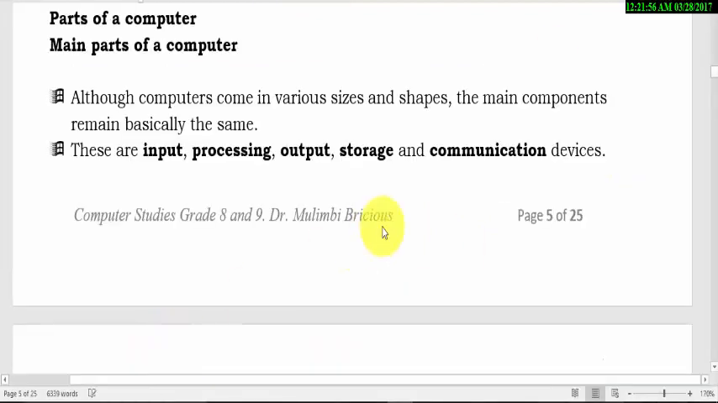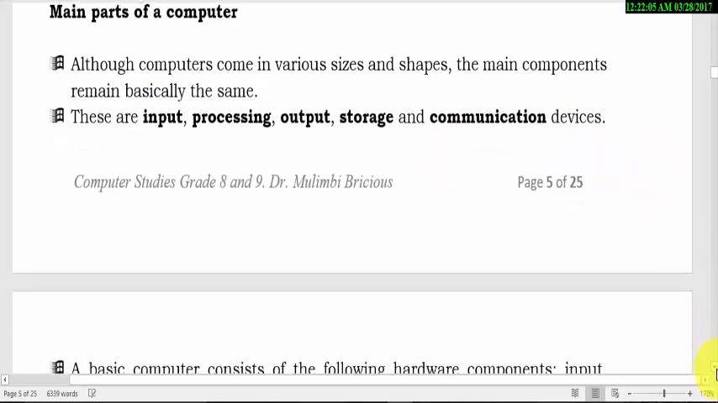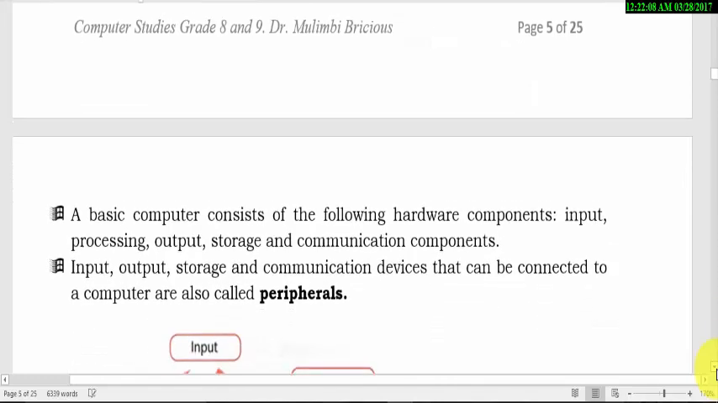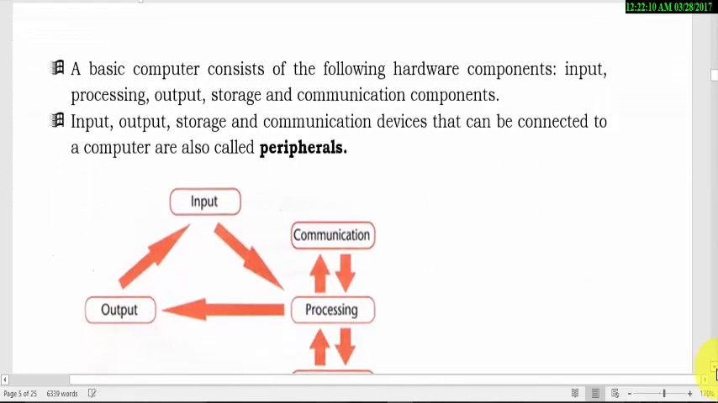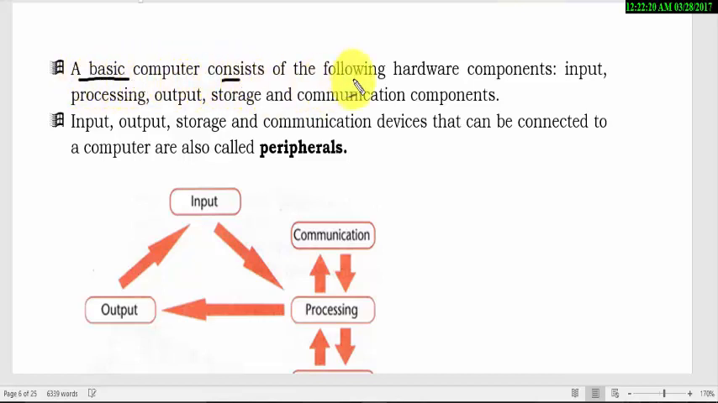So now what we are saying is that we need to go to our work now. So we have looked at input, processing, output, storage, and communication devices. So students, you need to understand how they are grouped. So now to understand this better, we are going to look at our work in this way. A basic computer consists of the following hardware components: the input, which I've just discussed with you, then processing and also output, then storage and the communication components.